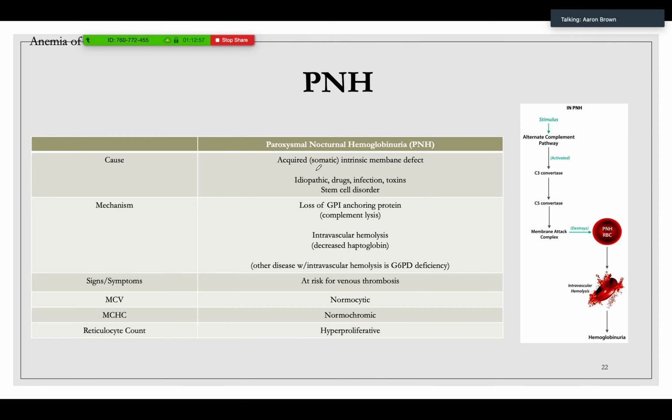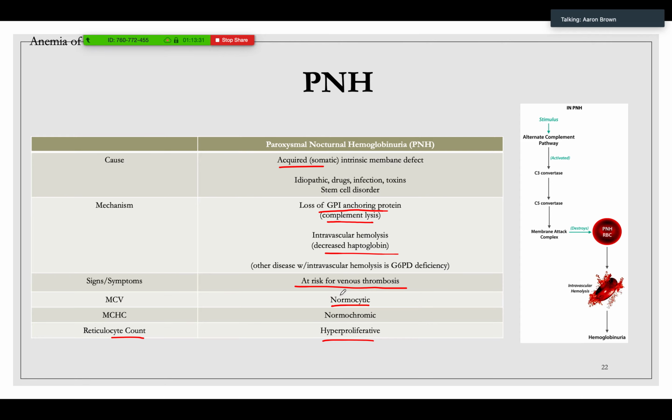Paroxysmal nocturnal hemoglobinuria. It can be acquired or it can be genetic. A loss of this anchoring protein means you're going to have lysis of your red blood cells due to complement, a decrease in your haptoglobin, and you are at risk for venous thrombosis. We see a normocytic anemia, and your reticulocyte count is increased. Your bone marrow is still doing what it's supposed to be doing. Bone marrow knows how to make baby red blood cells. It sees that red blood cell levels are falling, and it responds in kind by increasing levels of baby red blood cells.